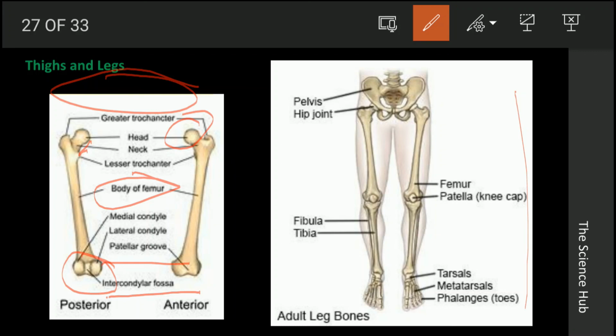And the leg bones include the pelvis or the hip joint over here, then the femur bone, that is the thigh bone, then the kneecap or the patella, then the tibia and fibula, and the others are the tarsals, metatarsals and phalanges.